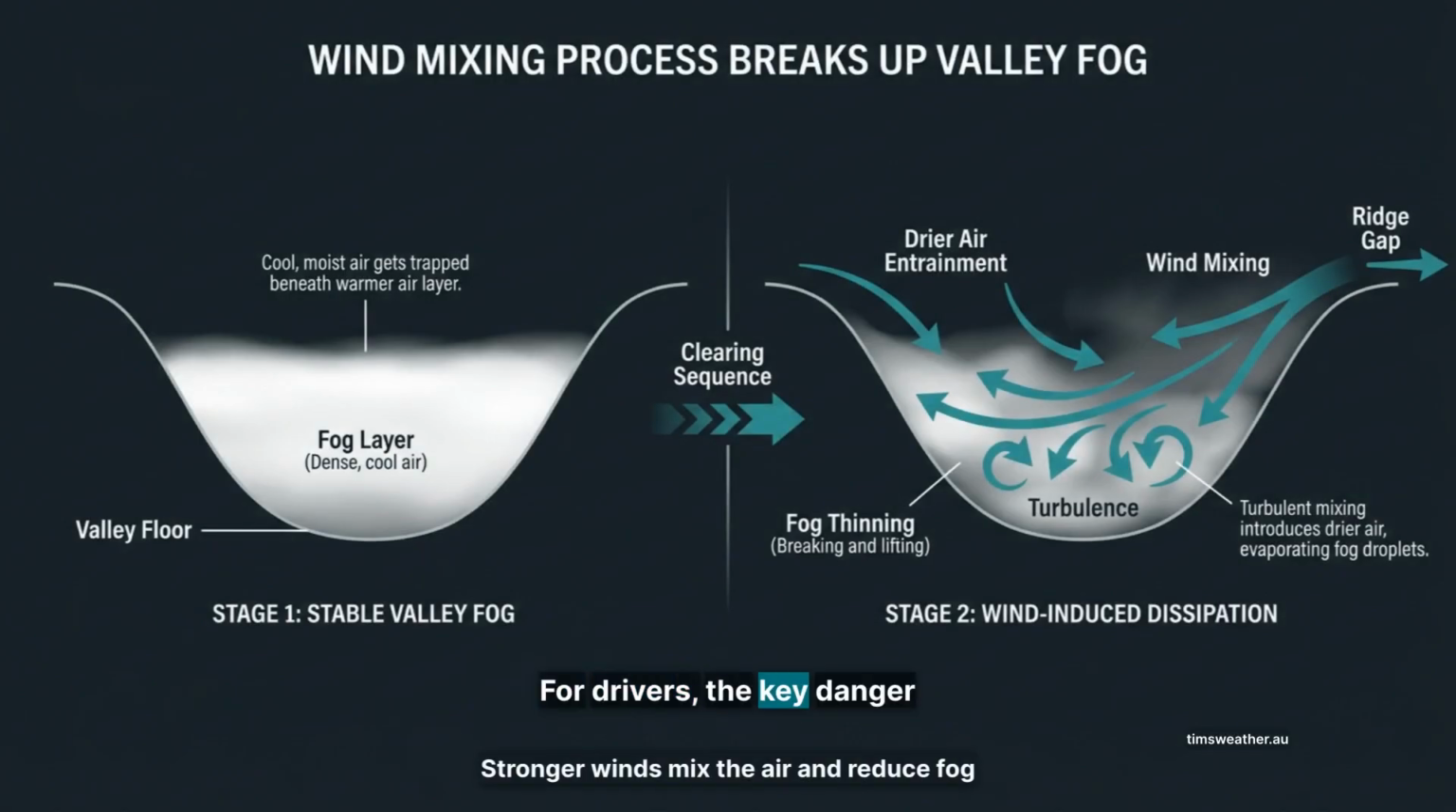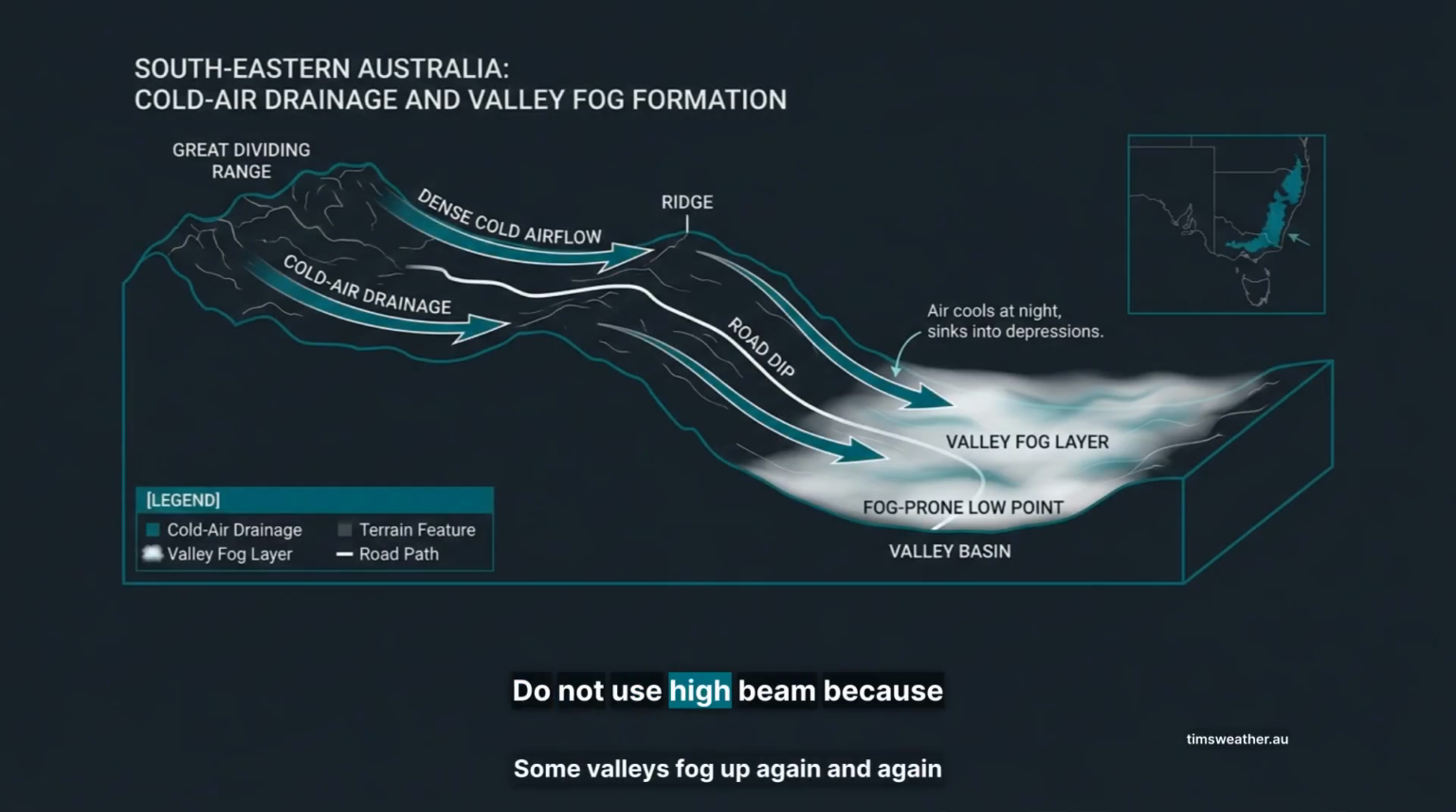For drivers, the key danger is how quickly visibility can change. Fog is often thickest near bridges, dips, creek lines and river crossings. If you meet fog on the road, slow down, use low-beam headlights, leave extra space and avoid sudden braking. Do not use high beam because it reflects off droplets and makes glare worse.